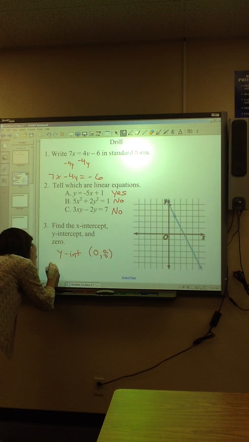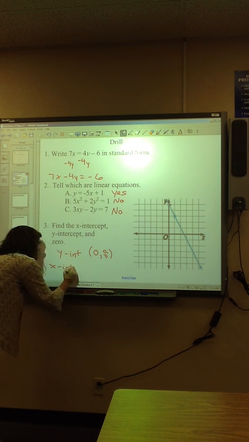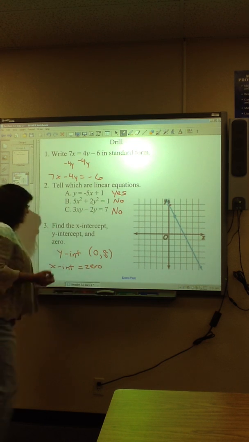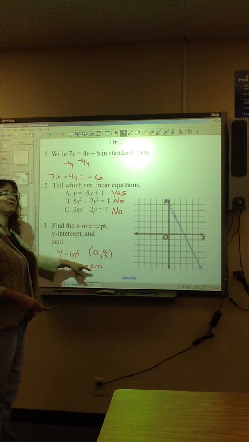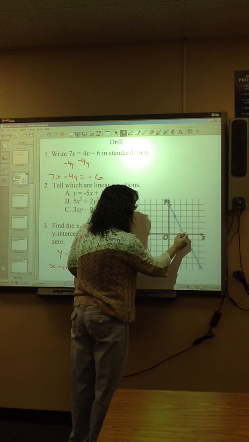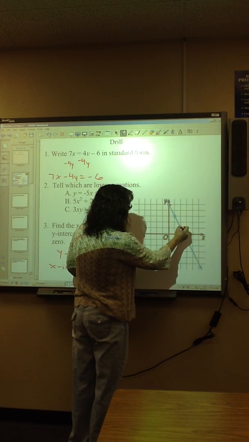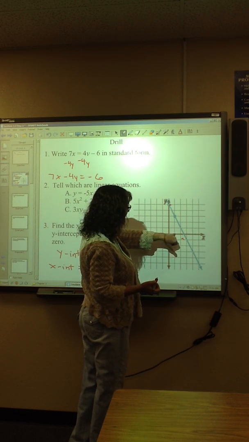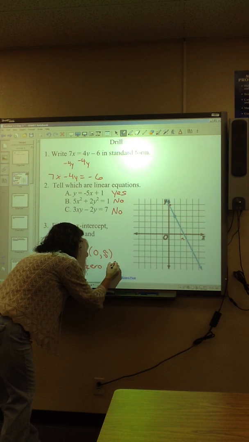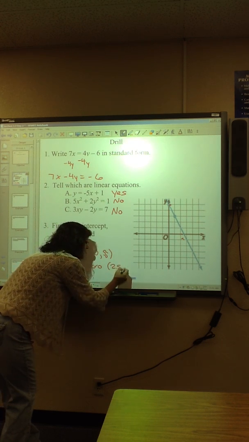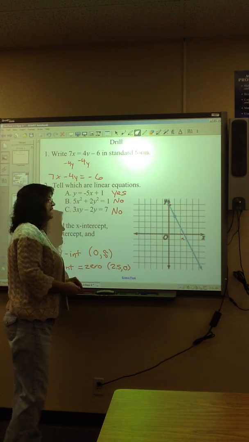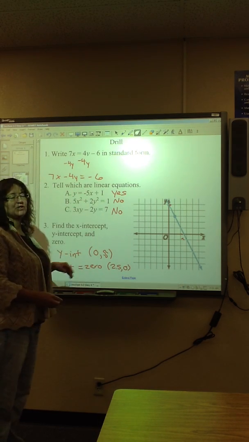Then the x-intercept is also called the zero. These are the same thing. They're both the same thing. Also, I'll refer to it as the root. And I'm just going to have to estimate this point right in here. So it looks like it's about 2.5 out. So my ordered pair is going to be out 2.5, and then up 0. Okay, if you still have questions about these things, be sure and ask me today.